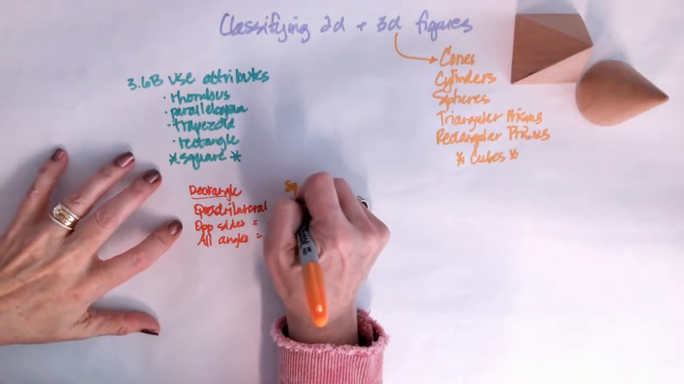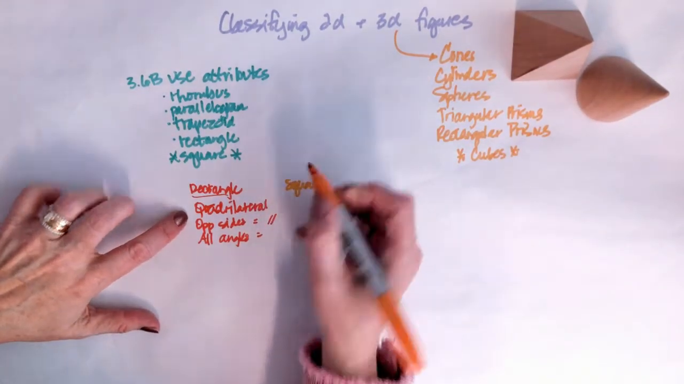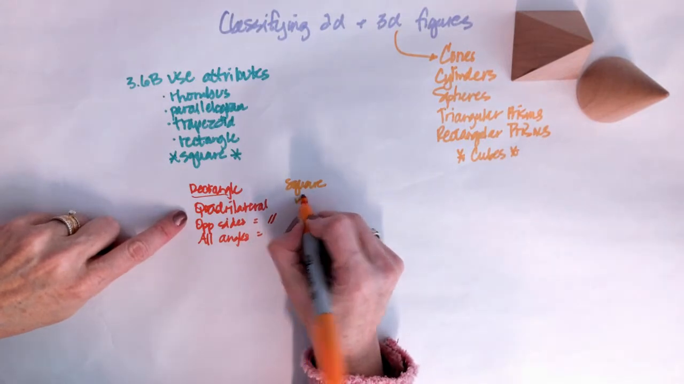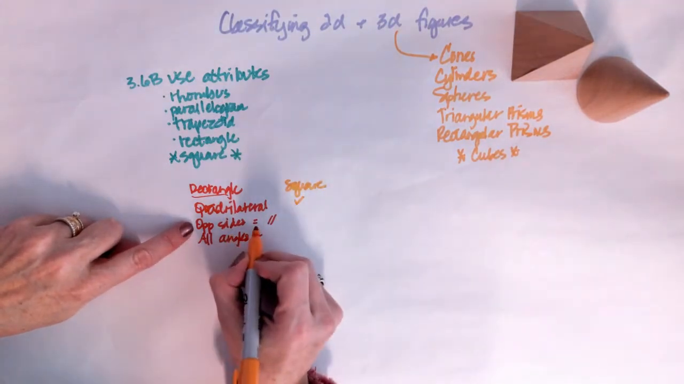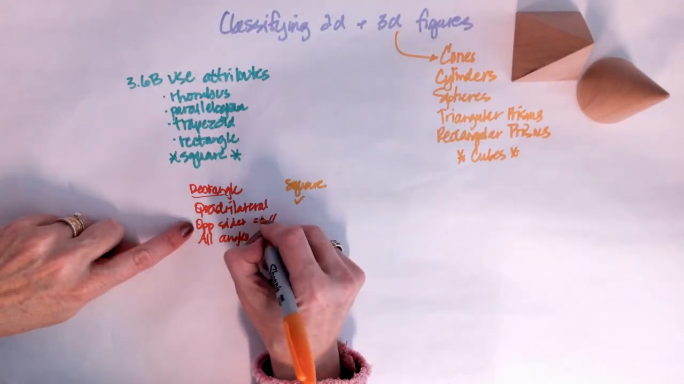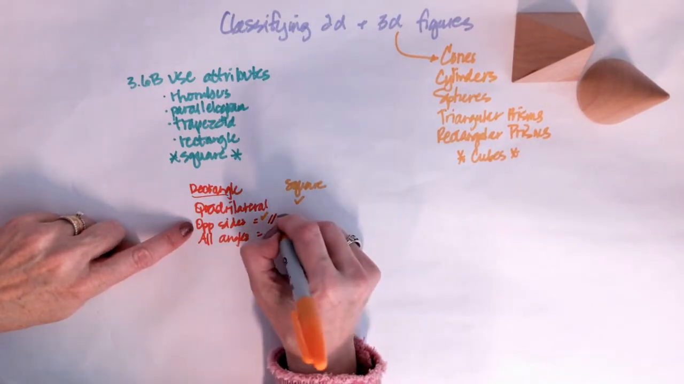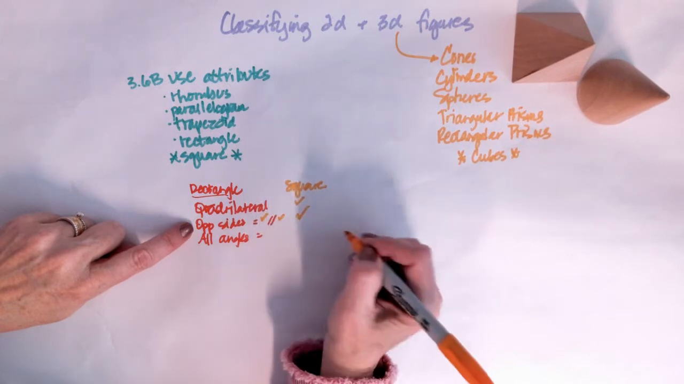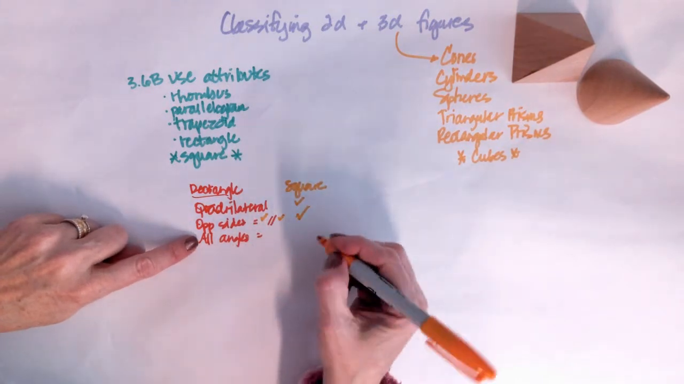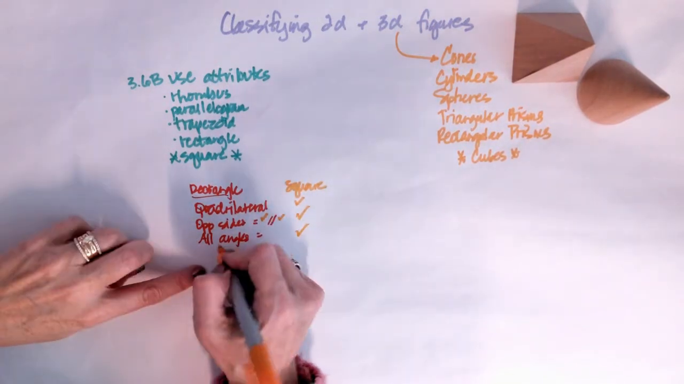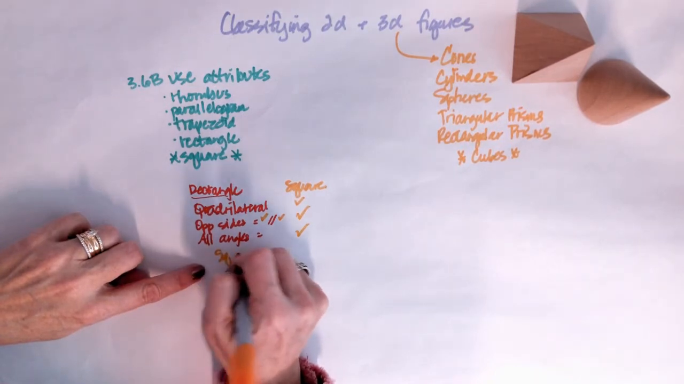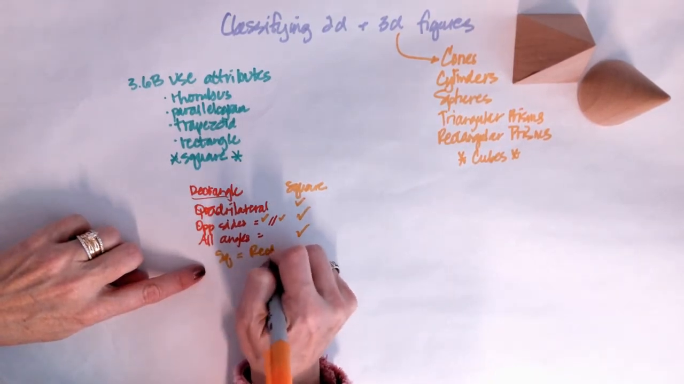So if I look at a square, is it a quadrilateral? Yes. Are opposite sides equal? Yes. Are opposite sides parallel? Yes. So all of that is true. Are all angles equal? Yes. So a square is a rectangle.